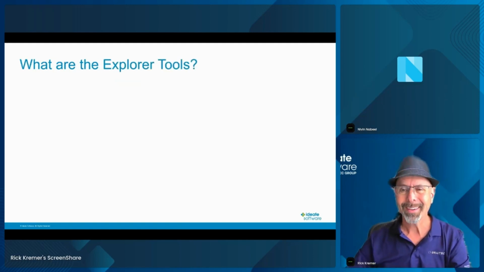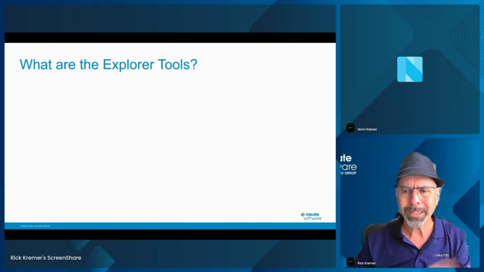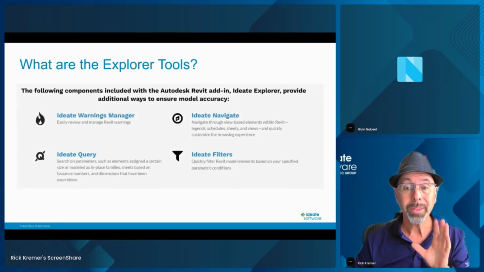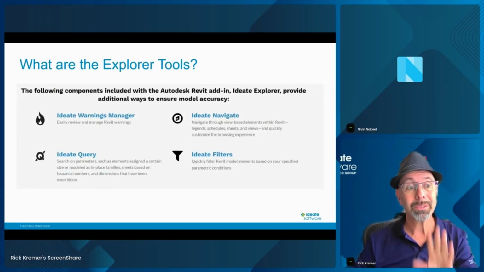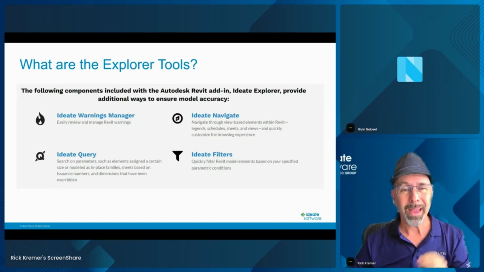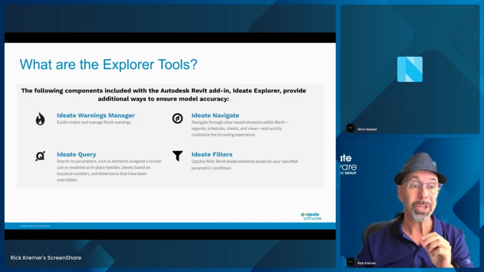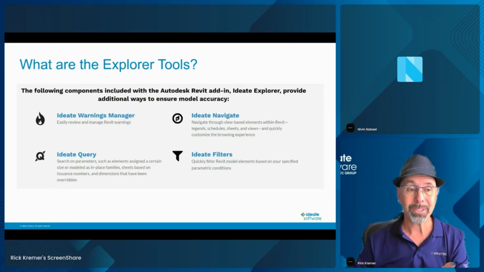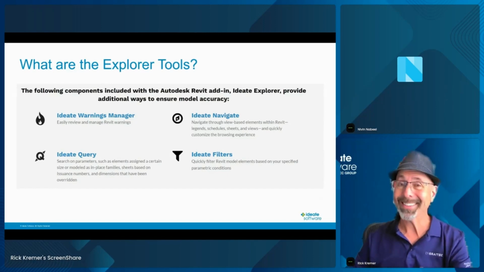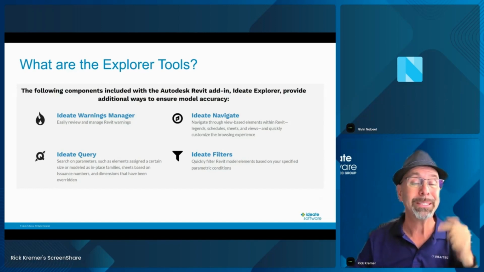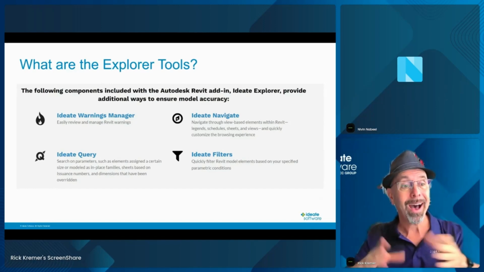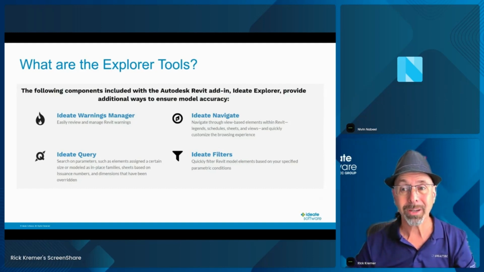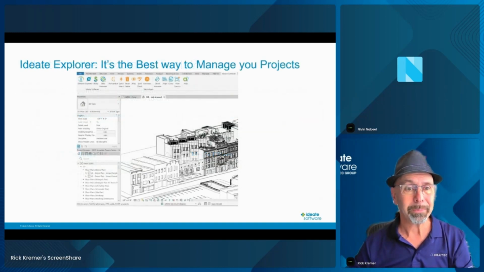So what exactly are the Explorer tools? Well, the Explorer tools include the four following tools that increase your model accuracy: Ideate Warnings Manager, Ideate Query, Ideate Navigate, and Ideate Filters. But today, I got to tell you, I'm super excited. We are going to be specifically talking about Ideate Warnings Manager inside of Revit.